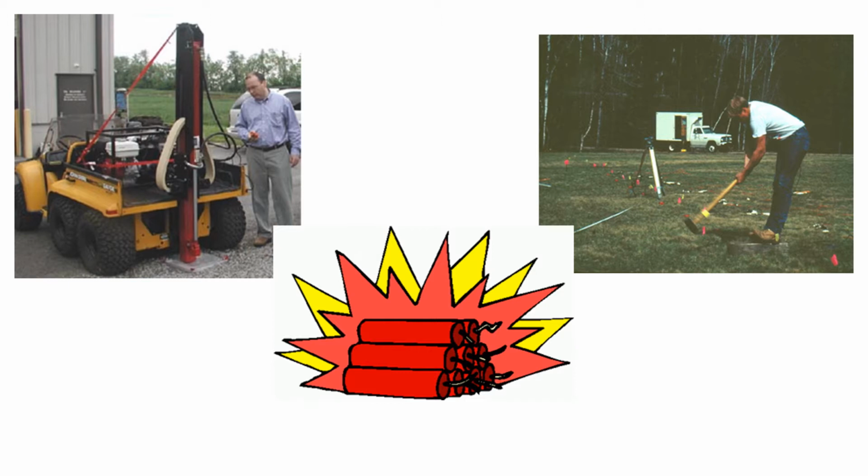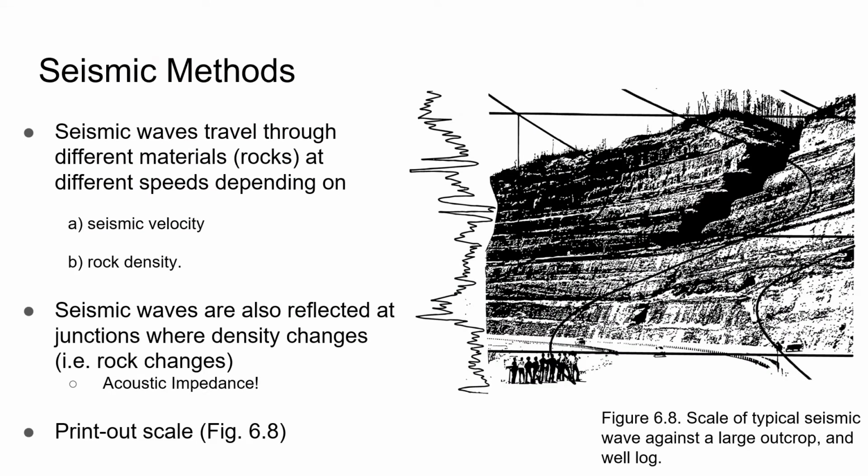You just see that it behaves differently when it's met with these acoustic and seismic waves than the surrounding materials. At its very basics, seismic methods work because our vibrational or seismic waves will travel through different types of rock at different speeds, and this depends on the seismic velocity and the density of the rock.